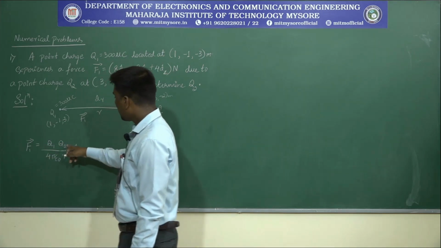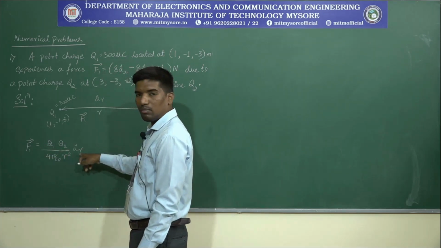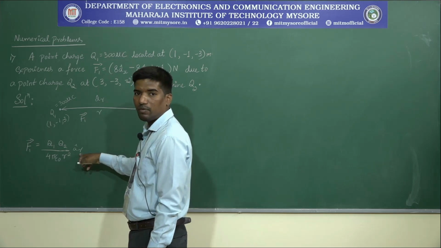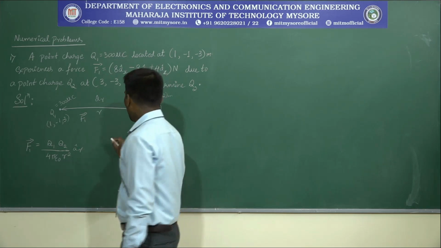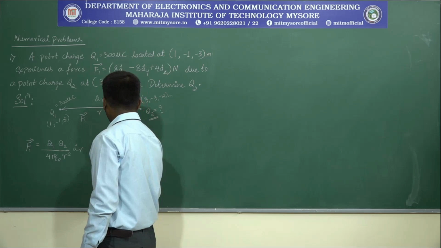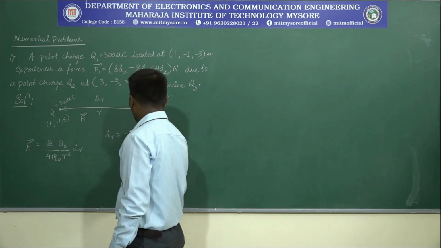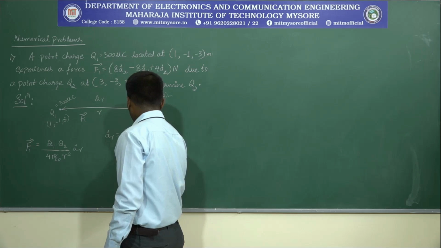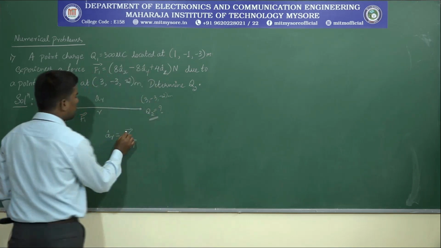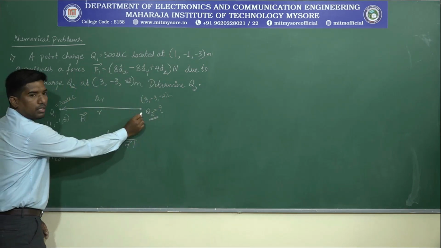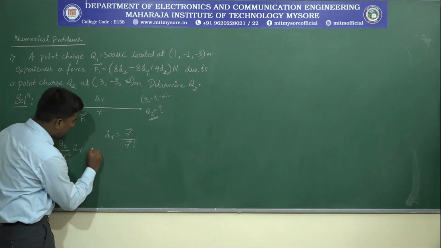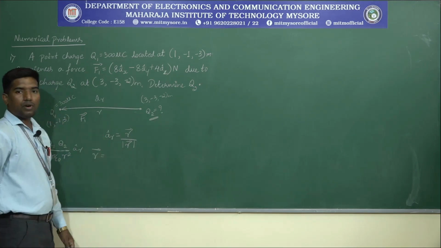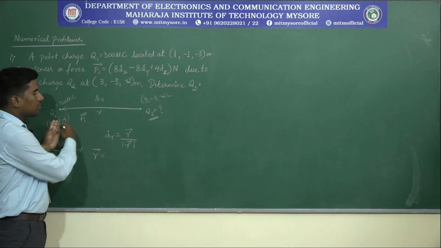Before evaluating Q2, we have one more unknown component, that is the unit vector a cap R. We need to calculate the a cap R unit vector. a cap R is given by R divided by the magnitude of R. What is R? The distance between these two point charges, which can be evaluated by using the distance formula. How do we calculate the distance between these two?